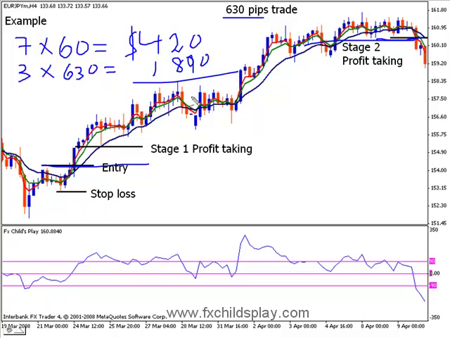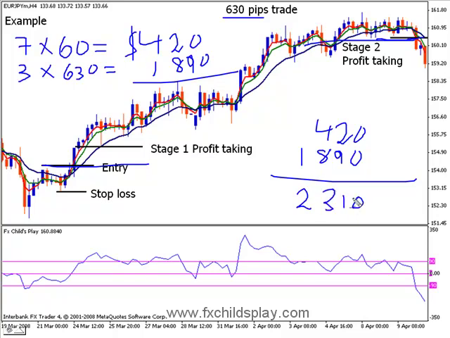So the total is, I'm writing here, $420 plus 1890 is $2,310 profits. So even with this small position, we made around $630. Sorry, we made around $1,890.